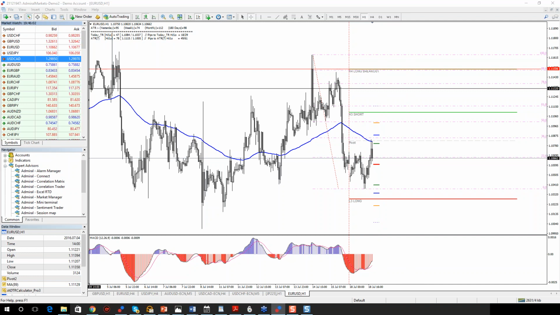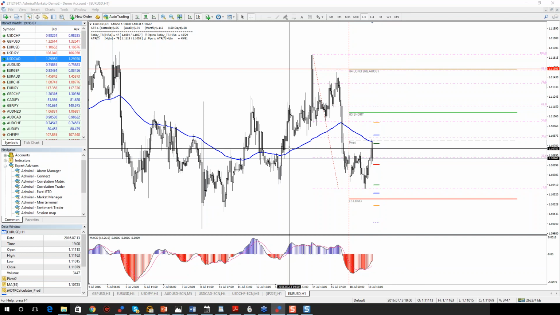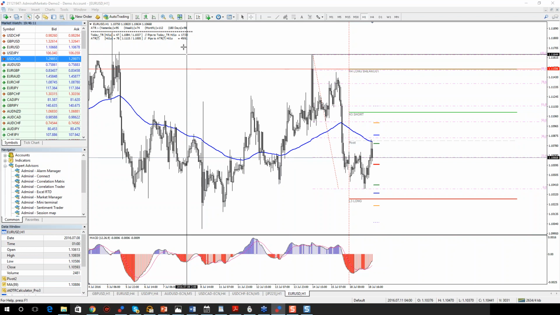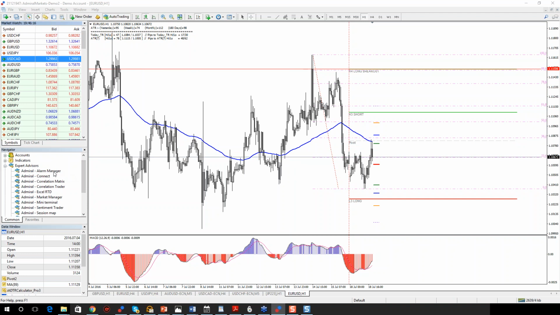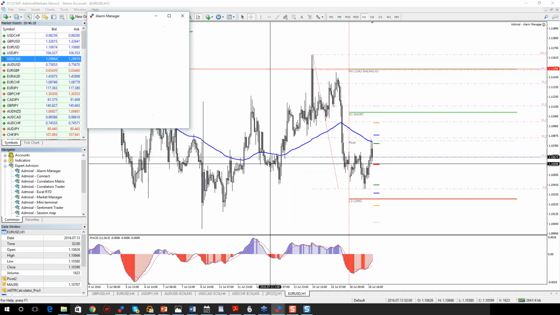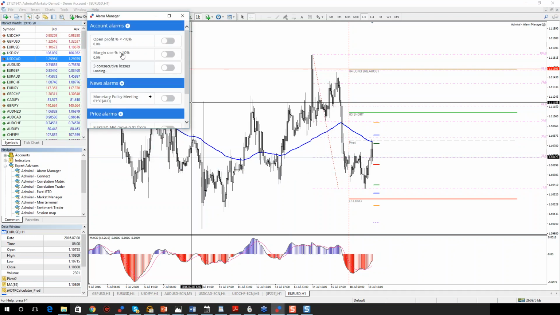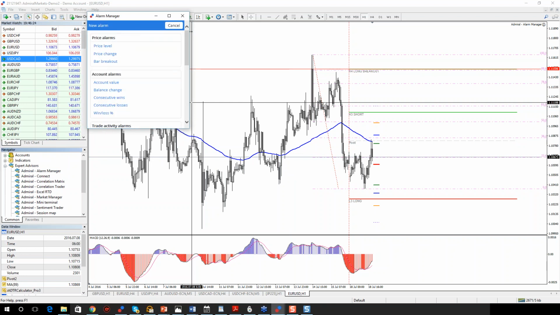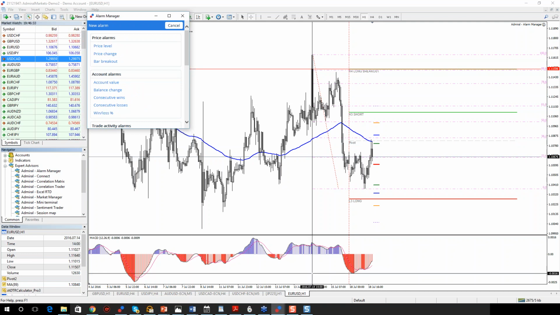Greg is saying, tell him to set an alert. Yes, guys, if you actually want to see and hear an alert, you can set it up on Admiral Markets here, Alarm Manager. Here you can set up an alert, okay? Here you can use account alert at 15, when price gets to 15 points of the POC zone and so on. So yes, thanks Greg for the reminders.